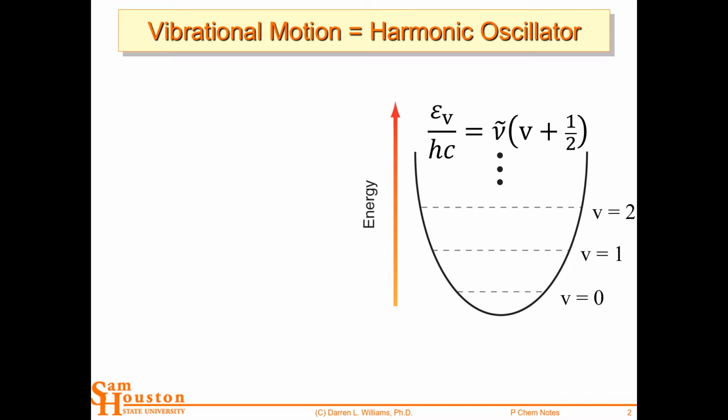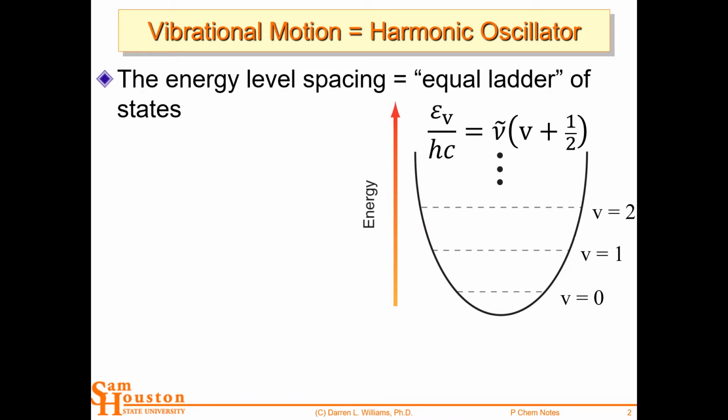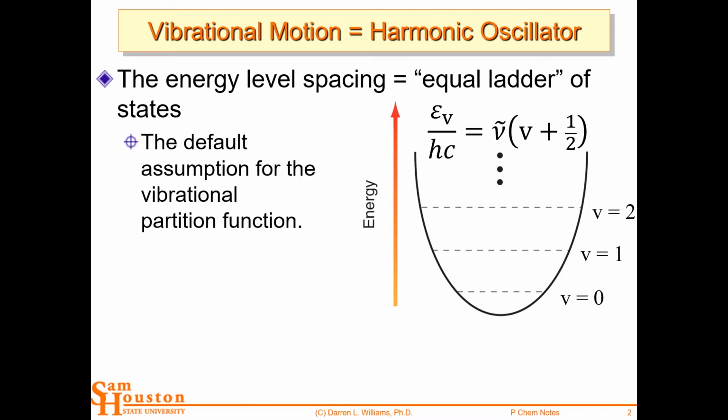Remember from last semester about these different levels. It's an equal ladder of states, meaning that the energy level spacing is equal, and that's different than, say, rotational energy levels. They went up as J squared. Remember, it was B times J(J+1), so it was a squared dependence upon J. The translational energy levels went as n squared, but the spacing was so small, so close together, that it was irrelevant. We just had 10 to the 30 levels filled at room temperature for, say, argon at 1 atmosphere. And so this is the default assumption for the vibrational partition function, even though it does fail in certain areas.